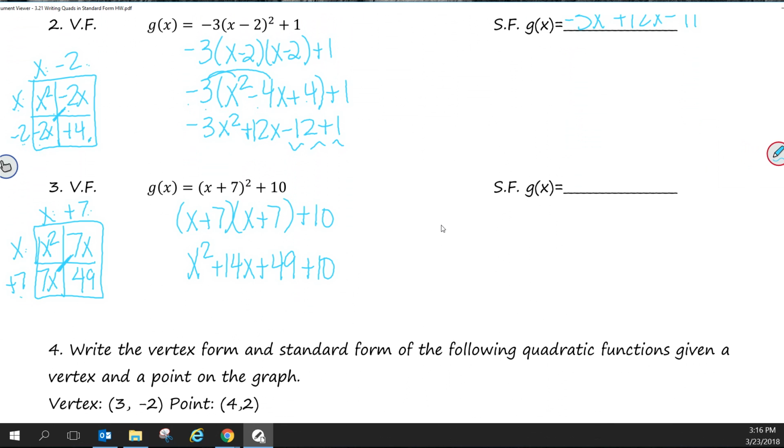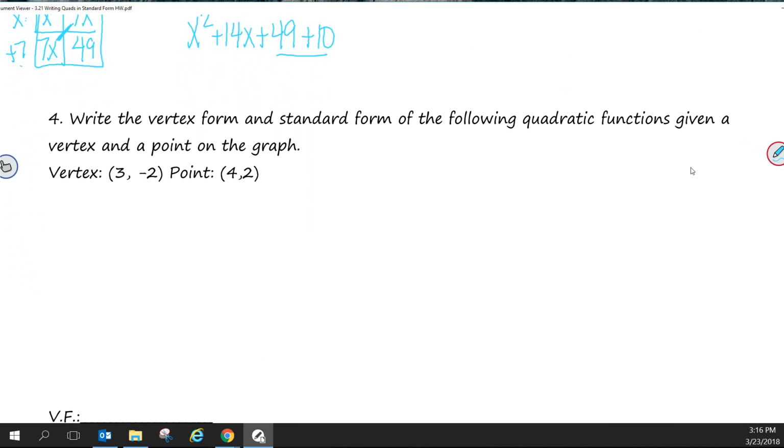Last step is to combine my like terms. So x^2 stays the same. 14x stays the same. And then 49 plus 10 would be 59. All right, number 4. First, we got to find the vertex form for this one. And then we're going to put it in standard form.